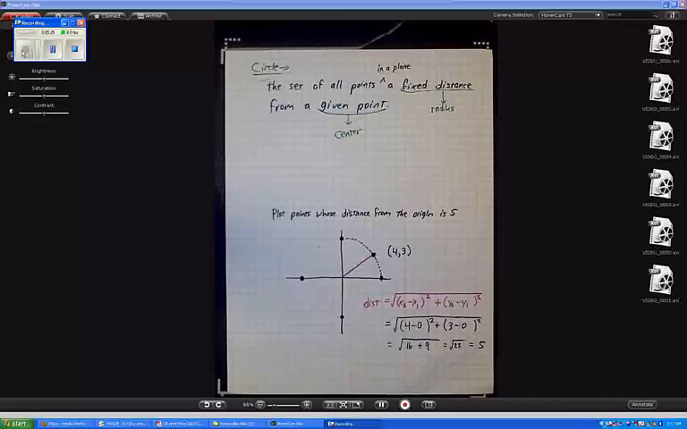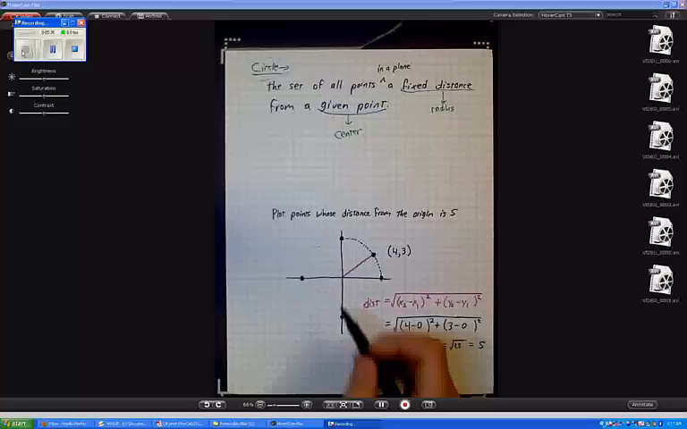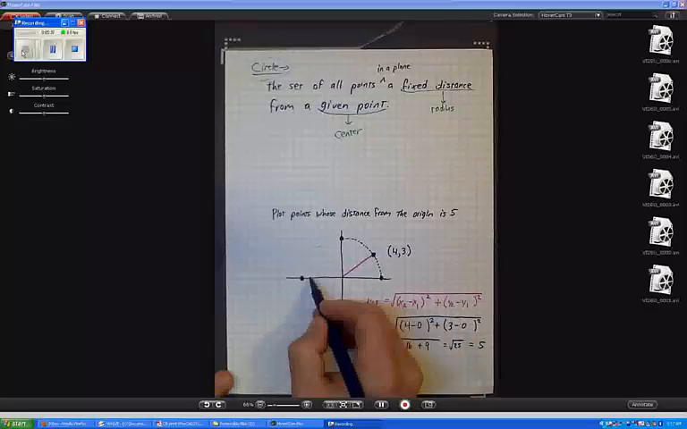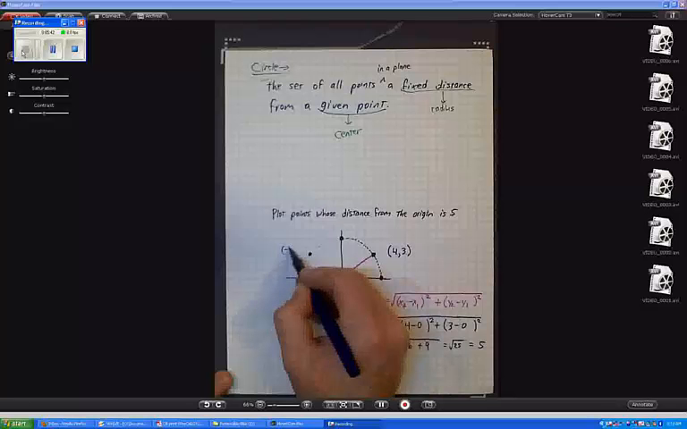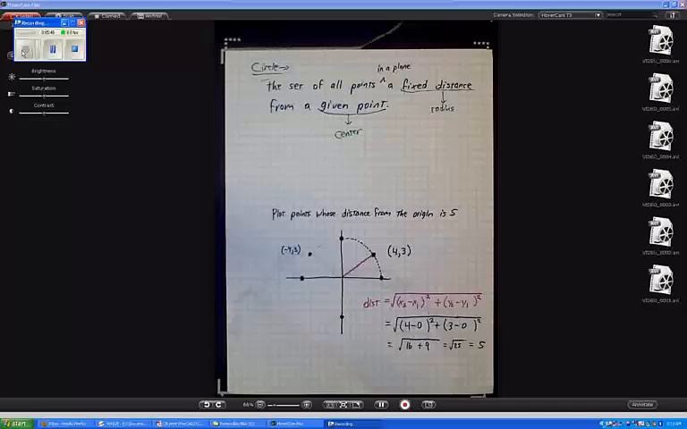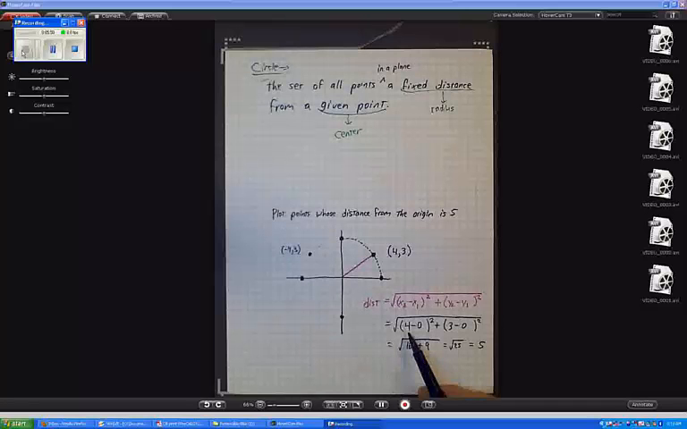Okay. Can you find a point in the second quadrant whose distance from the origin is 5? Let's see where that would be. Negative 4, 3, right there. Do you guys agree that that distance is also going to be 5? You could argue by symmetry. You could argue by the fact that if I put in a negative, when I square it, I'm still going to get positive 16. You guys with me?